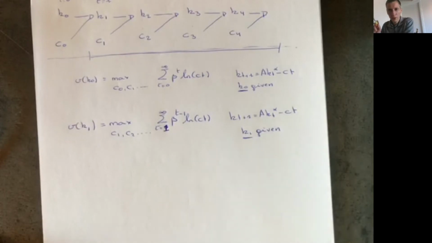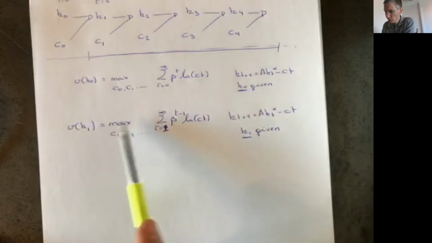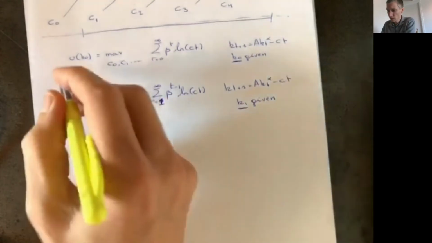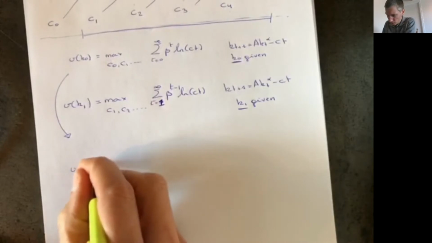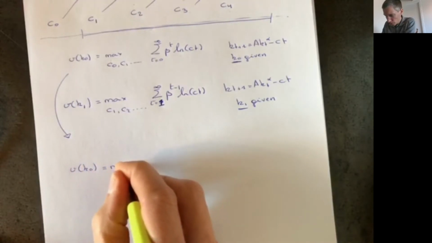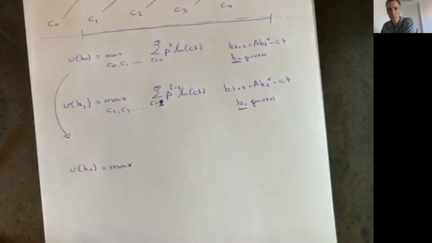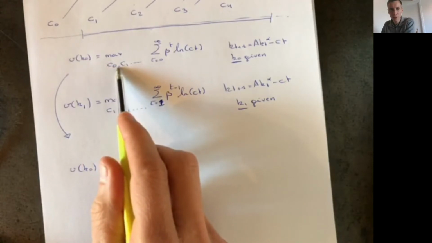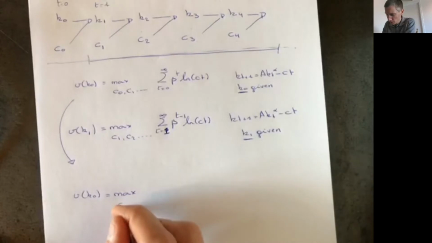Okay, but now I can do something very interesting. Basically, I can take this problem here and substitute it in this objective function here. So let me take this here. I have v of k0. So this is the maximization over C0, C1, and so on. So what I can do is first maximize over C0 and then maximize over C1, C2, and so on and so on. Okay. So this is what I'm going to do.